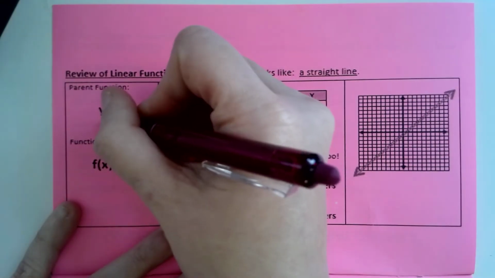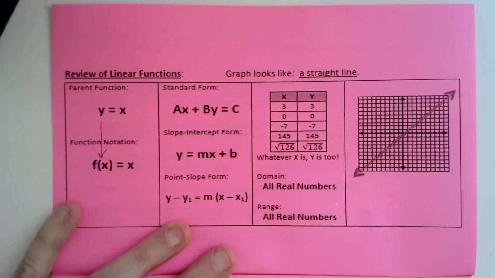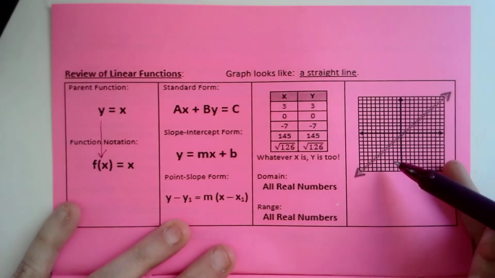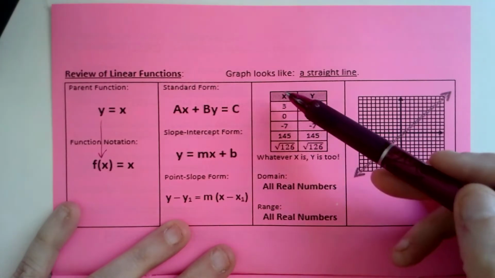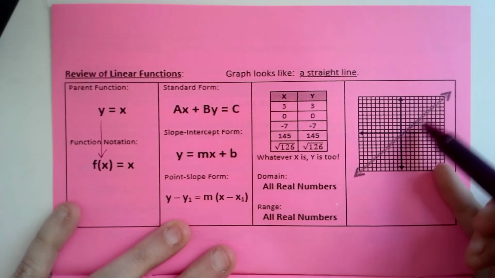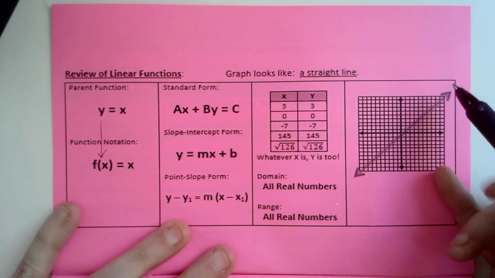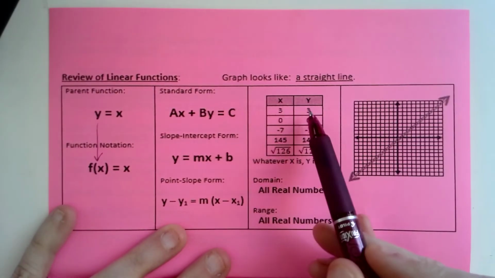In function notation, remember y is the same thing as f of x. So whenever I see f of x, it just means y. So in function notation, I would write f of x equals x. Okay. With our linear parent function, as a reminder, whatever y is, x is the same thing. So whatever I put in for x, I'm going to get that out for y. That makes using points on the linear parent function excellent test points, because then I'm never going to get confused about what I plug in for x or y.